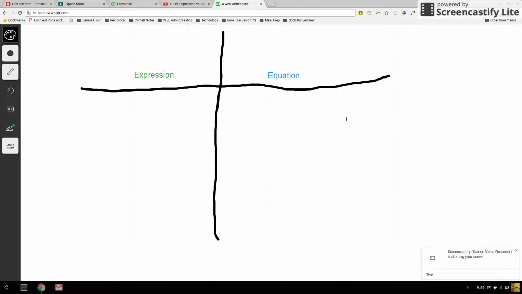Today we're going to be taking a look at the difference in algebra between an expression and an equation. So we work with both all the time in algebra, but they're a little bit different, and we're going to go through what makes each one what it is.